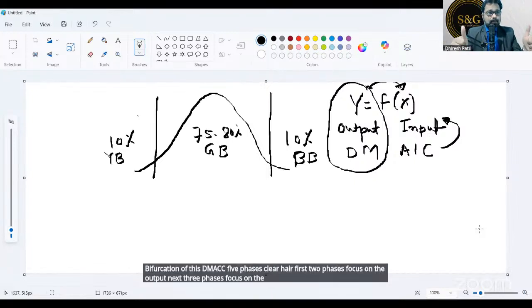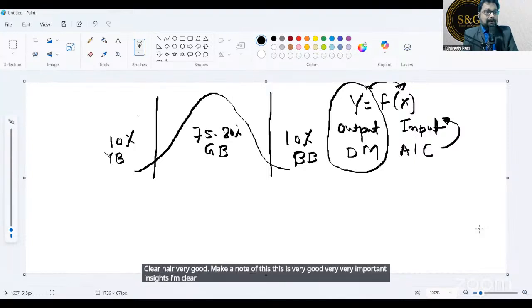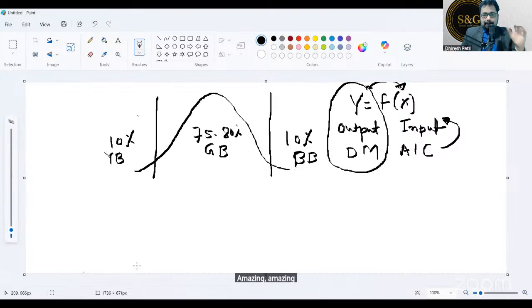Clear? This differentiation should be very clear in your mind. Are you clear with this? Any doubt in this? Please let me know. Clear? Very good. Make a note of this. These are very, very important insights I'm mentioning here. Amazing. Super. Now let's move to the next one.